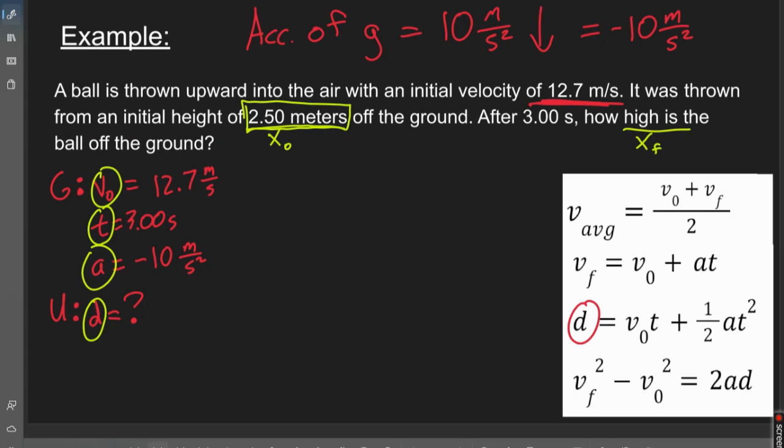If you take a look at our equation sheet, it is going to be this one. That equation uses all four of those. So as a reminder, you always have to write down the equation. Even though it's given to you, you have to write it down. D equals V naught t plus 1/2 a t squared.